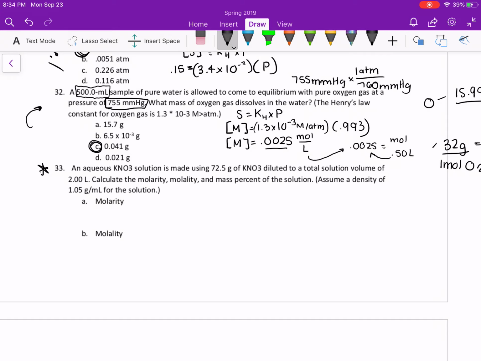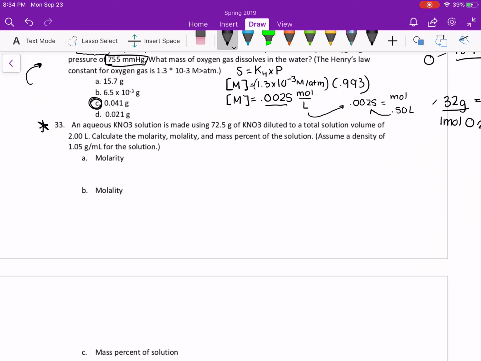An aqueous potassium nitrate solution is made using 72.5 grams of potassium nitrate diluted to a total solution volume of 2 liters. Calculate molarity, molality, and mass percent of the solution. Assume a density of 1.0 grams per milliliter for the solution.